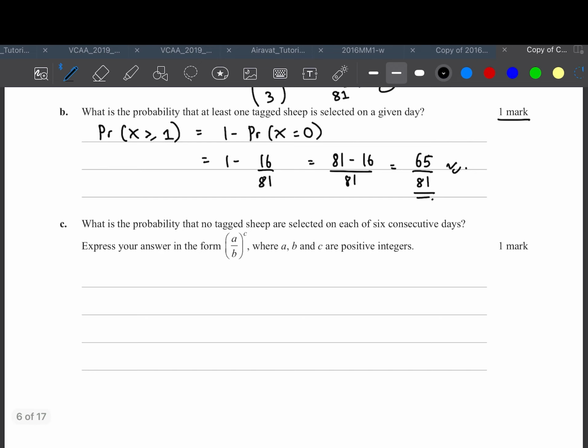What is the probability that no tag sheep are selected on each of 6 consecutive days? Express your answer in the form of (A/B) to the power of C.